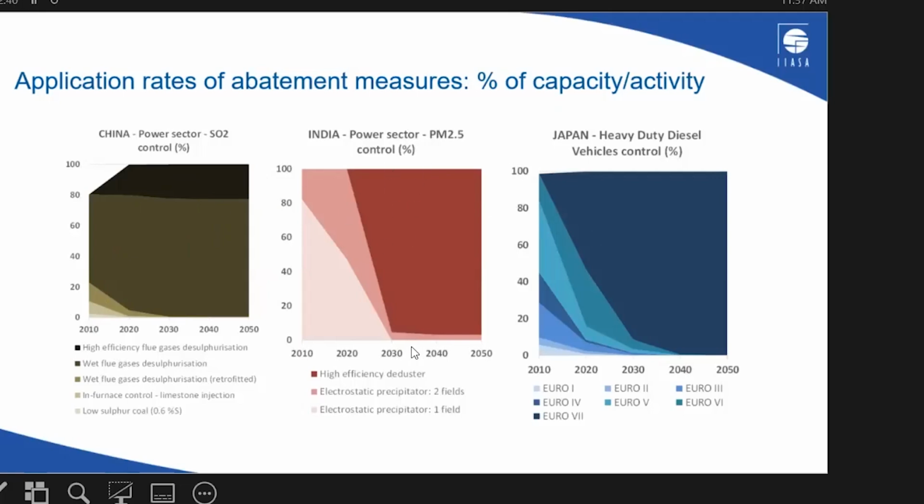So this is India's power sector, for PM control. We have ESP1, which is already in place as per the policy implemented before 2010. ESP2 also came through policies implemented before 2010. So you can see that in 2020, we only have ESP1 and ESP2, but in 2030, based on the existing as well as planned policies, we are switching towards HET. And this is the case in Japan for heavy duty diesel vehicles in the transport sector. Initially they had Euro 1, Euro 2, Euro 3, Euro 4, Euro 5 standards, and now they are moving towards Euro 7.